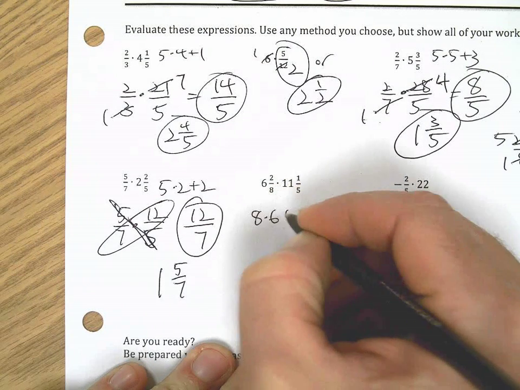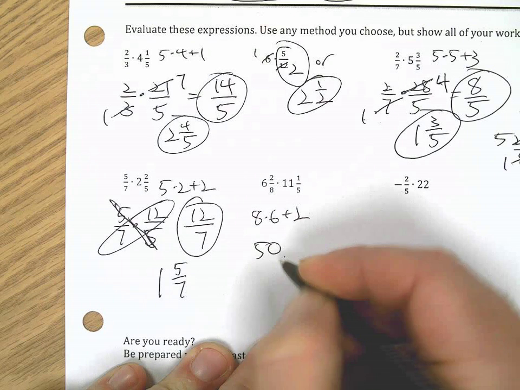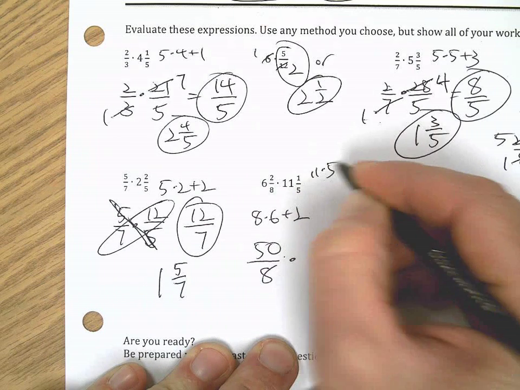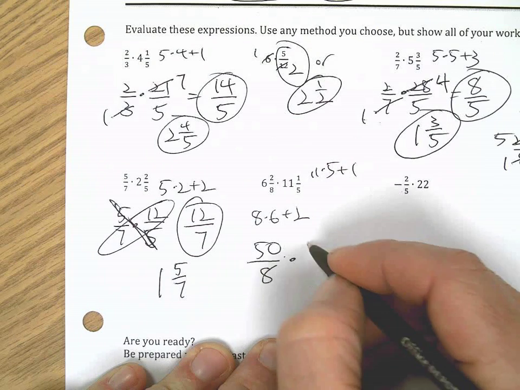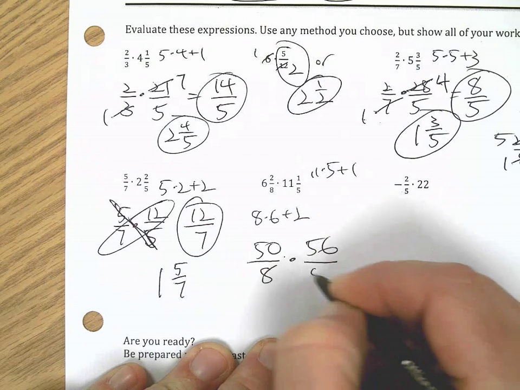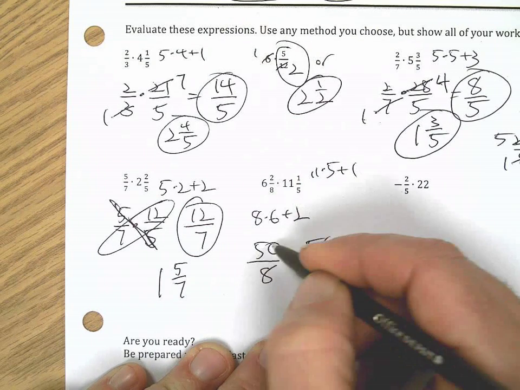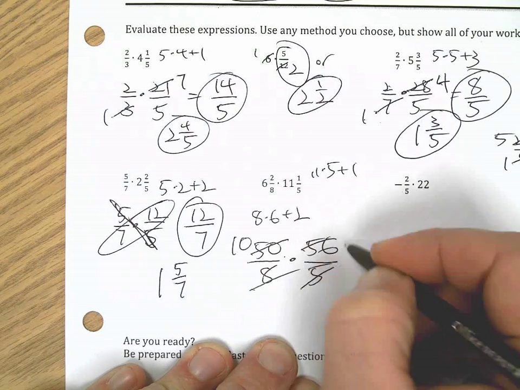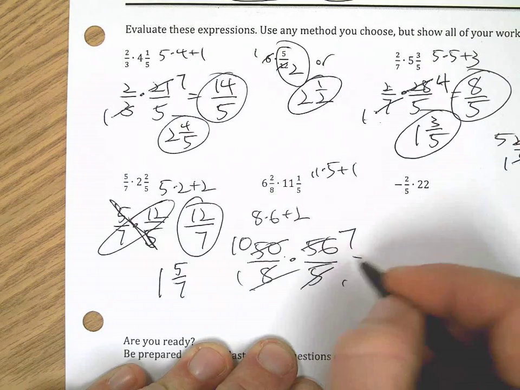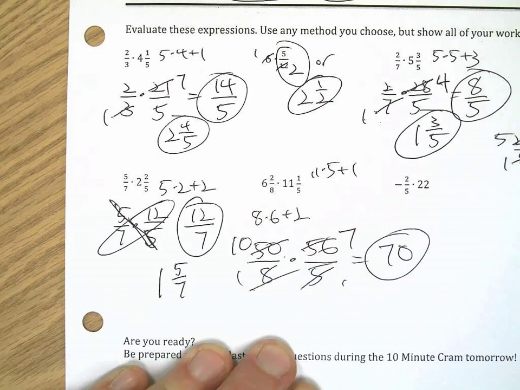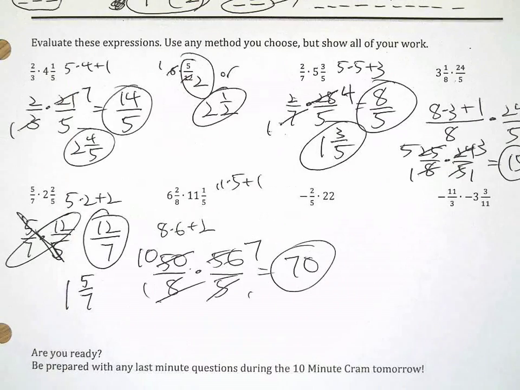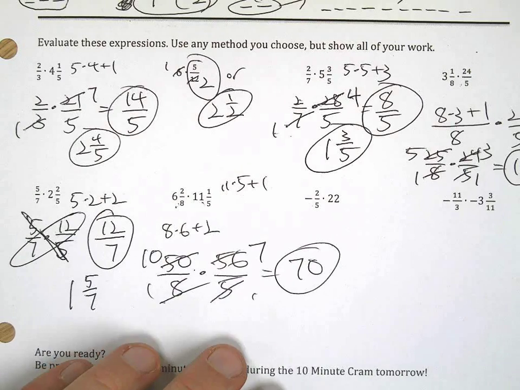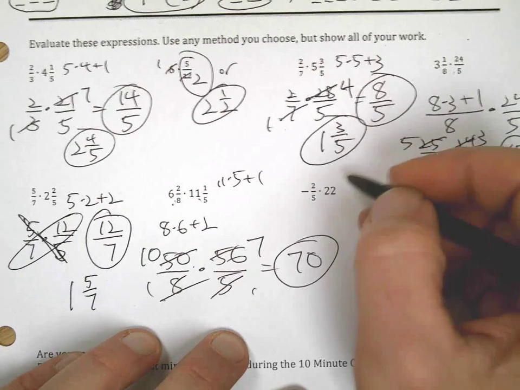Here we go. I was better at multiplication. 8 times 6 plus 2 is 50/8. And 11 times 5 plus 1 is 56/5. Look at this. 50 divided by 5 is 10, right? And 56/8 is 7. So 10 times 7 is 70, and that's that answer. I'm trying to emphasize to you guys that just because they're ugly, weird-looking mixed numbers doesn't mean the answer has to be crazy.